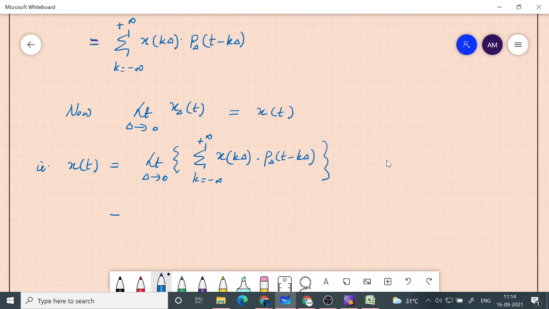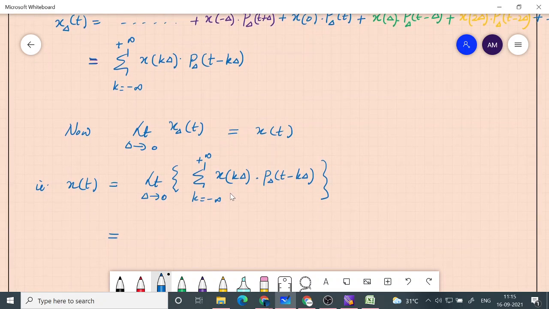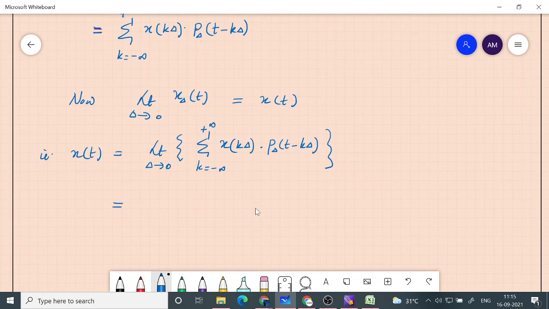So what I am saying is that x of t can be written as this. Now when you make delta t tending to 0, what will happen to this expression? That we need to see. There are two terms here. One is x of k delta, the other is p delta of t minus k delta. Two terms are there. So in order to see that clearly, I will do some algebraic manipulation, and the manipulation is this.